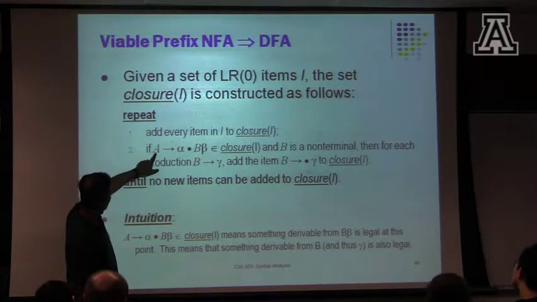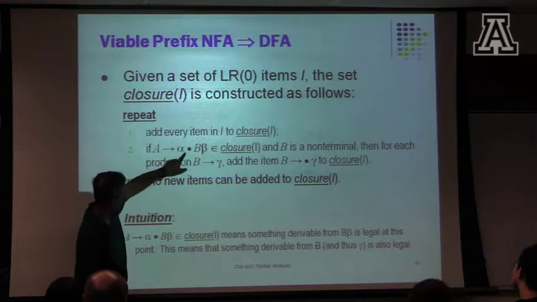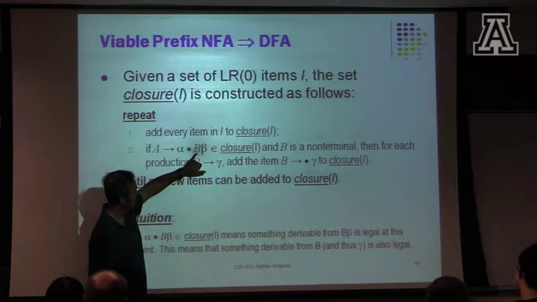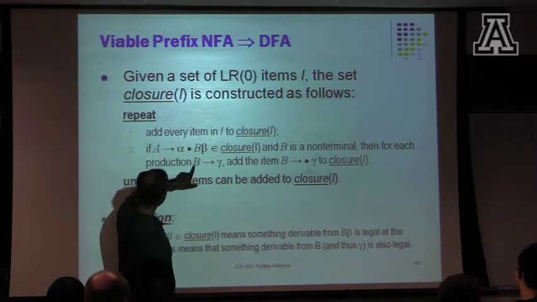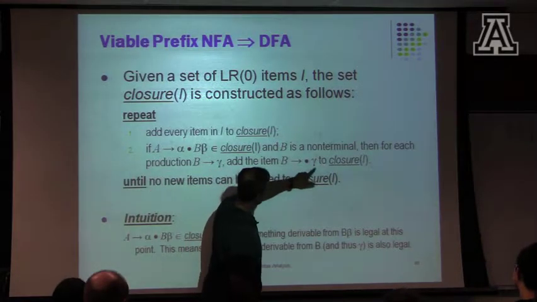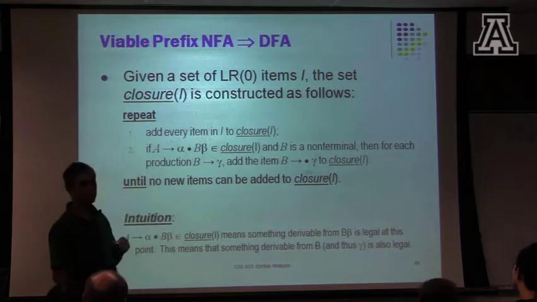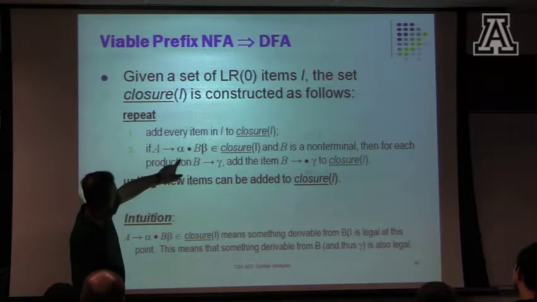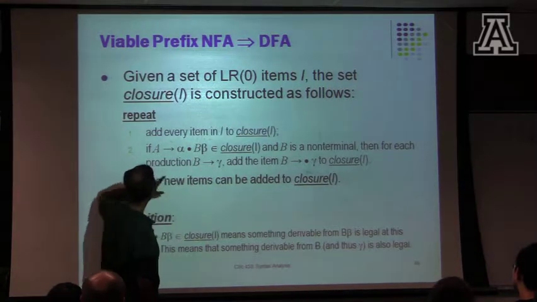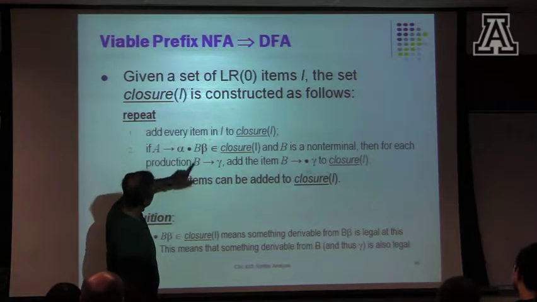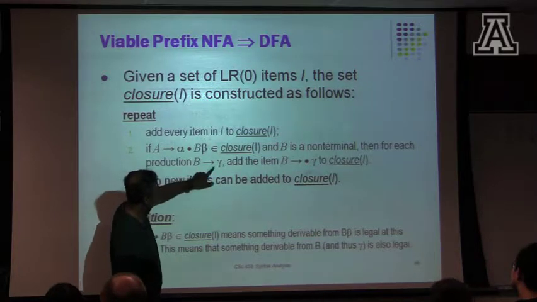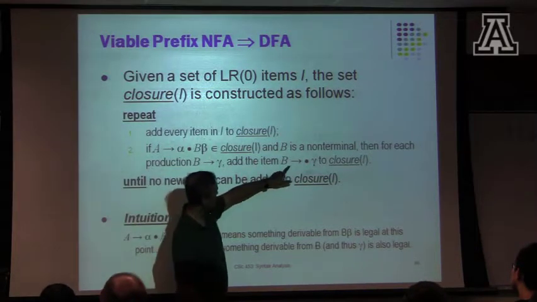Then I'm going to look at every item of the sort A goes to alpha dot B beta, where B is a non-terminal. And I'm going to take every production B goes to gamma, and I'm going to add the item B goes to dot gamma into the closure of I. What this does is look at items that are already in the closure, which I've initialized now. I look at everything that has a non-terminal to the right of the dot. I look at every production for B, and I add the item B goes to dot gamma.